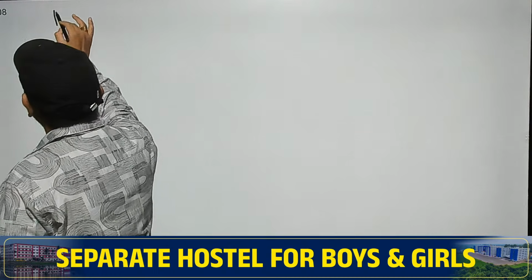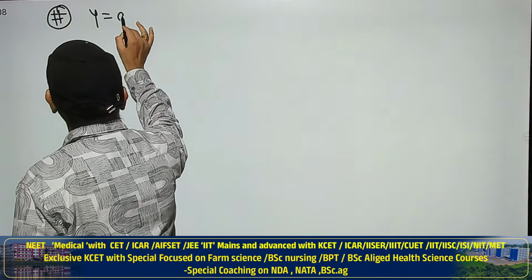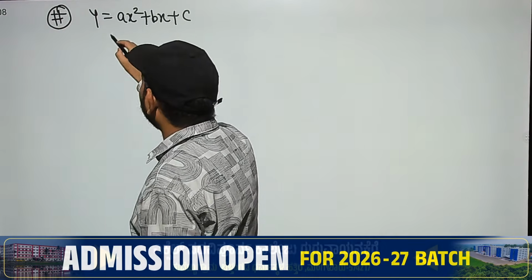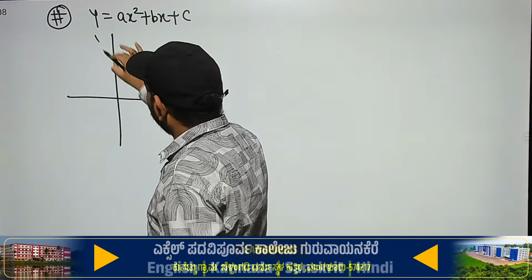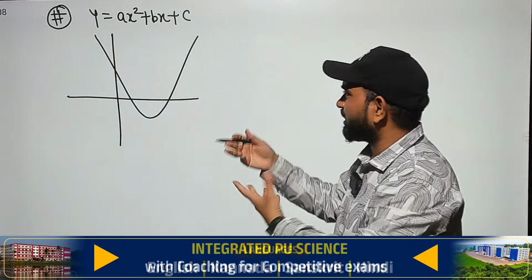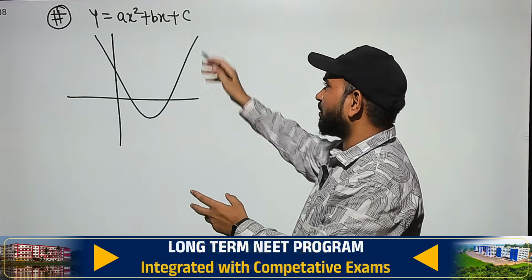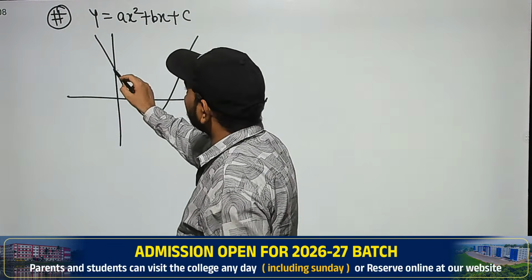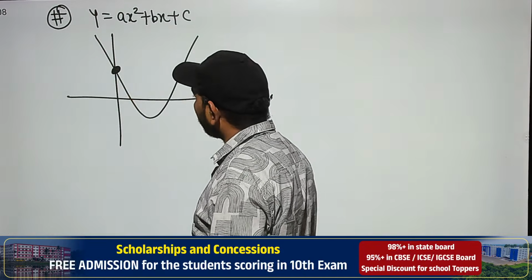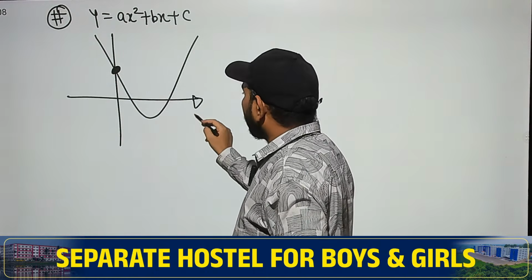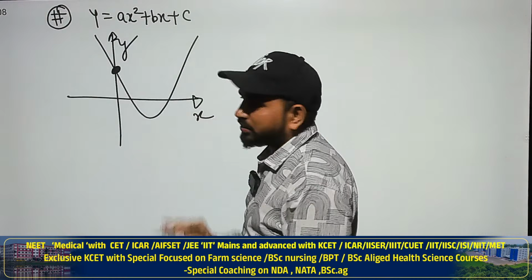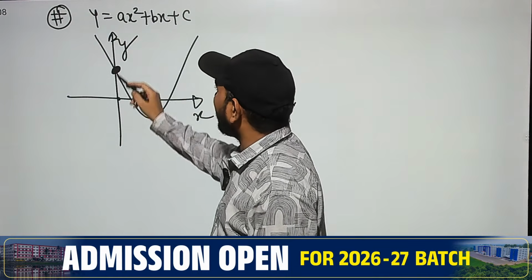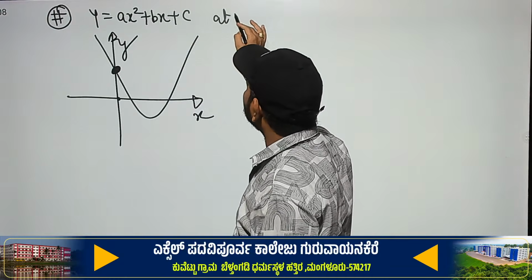Let's suppose I am saying that y is equal to ax square plus bx plus c. Let's suppose the graph is this, I just assume, I will draw it based on the data given. What is the meaning of this point? This is the x-axis and this one is the y-axis. So on the x-axis, what is 0 here? Here is x0.